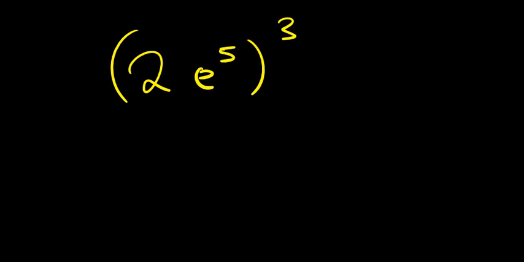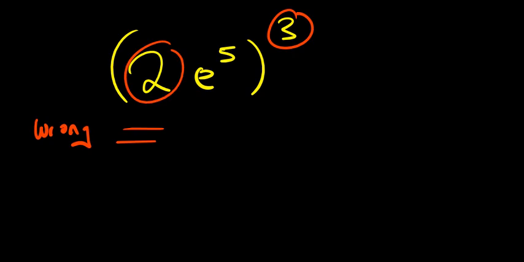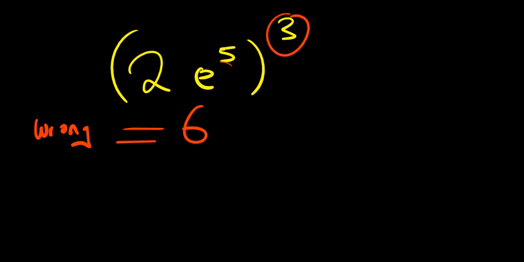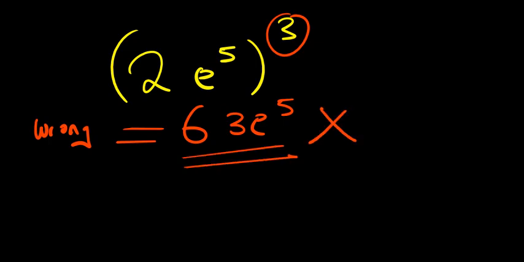So what happens is that most of them, let's say this is the wrong way of solving it. Mostly that's how most of them solve it in the exams. So this 3, they are going to multiply with the 2. They are going to have 6. Then this 3, they are going to multiply with the e. They are going to have 3e to the power 5. And this is very wrong, okay? That's not how you are going to solve it.